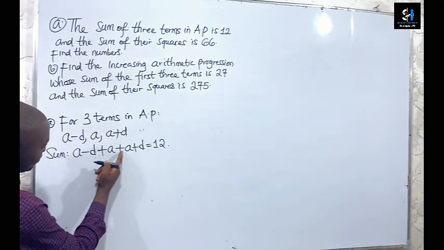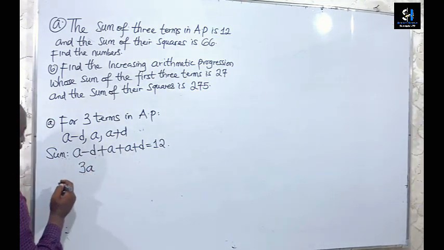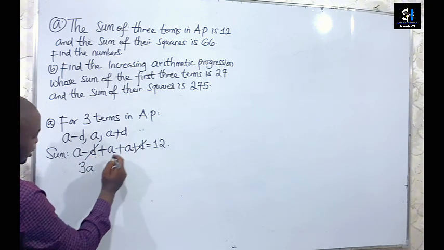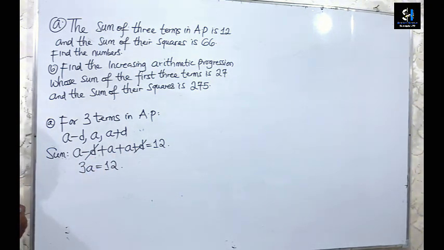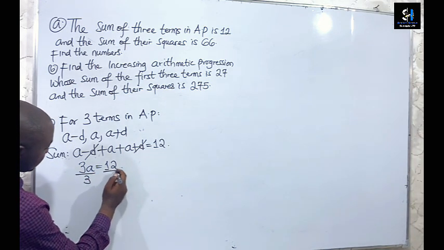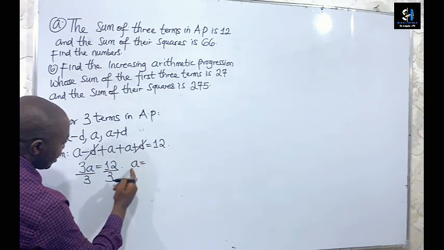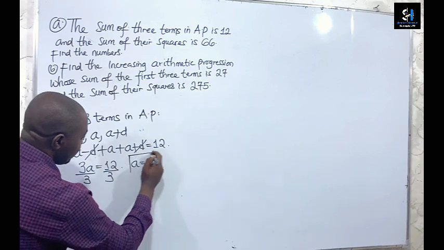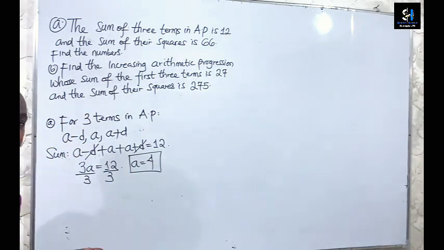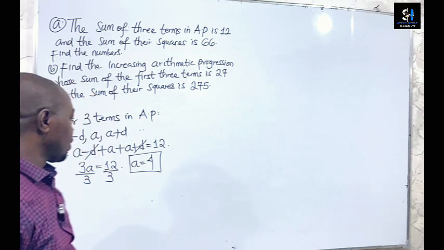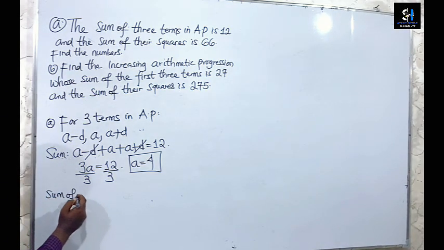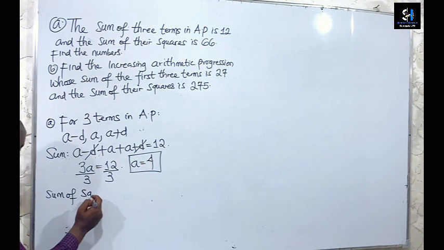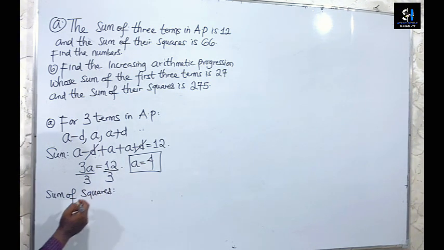Now let's add what we have here. A plus A plus A is 3A, and minus D plus D is 0. So 3A is equal to 12. If we divide both sides by 3, we get A to be 4. So the value of A, the middle term, is 4. Then we are also given the sum of their squares.